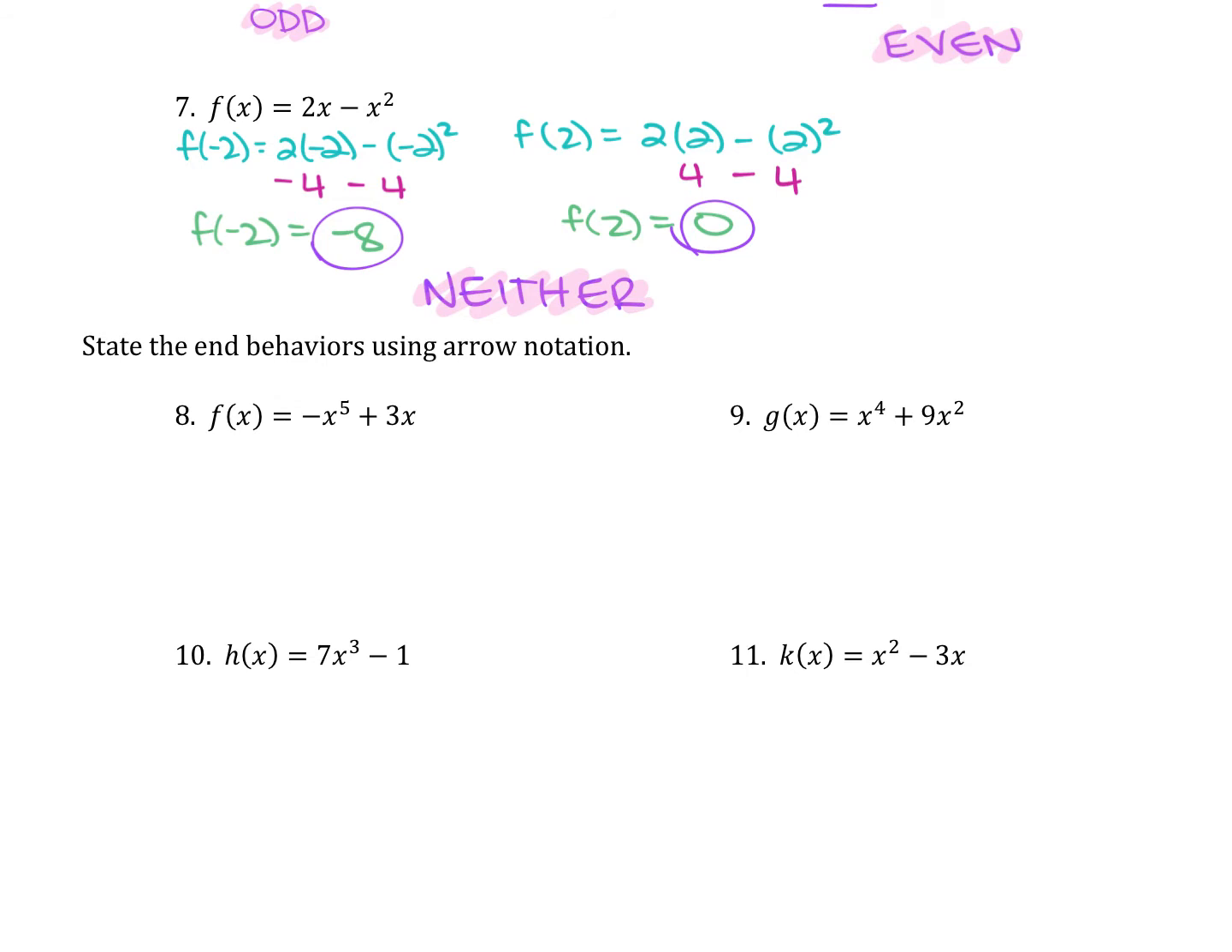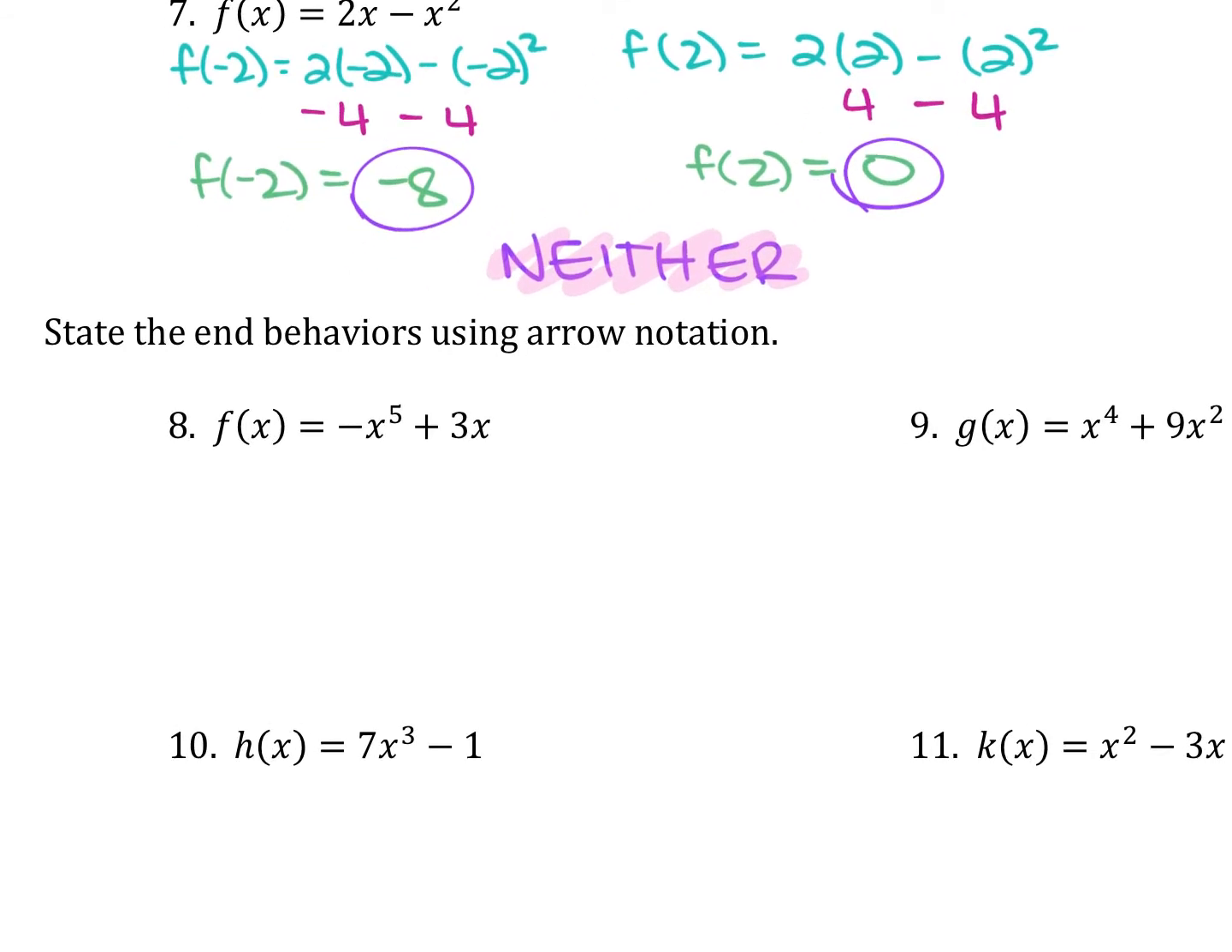So for number 8, you have f of x is equal to the opposite of x to the 5th power plus 3x. Our power here is that 5. It is odd, but there's a negative in front of it. So it's going to open to the left, up, and then down to the right. So this is rising left, falling right.